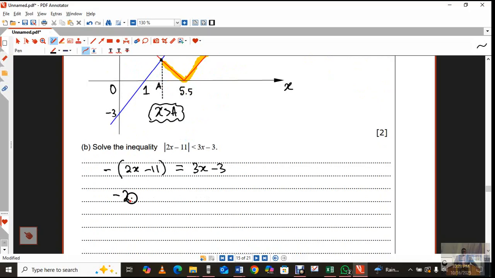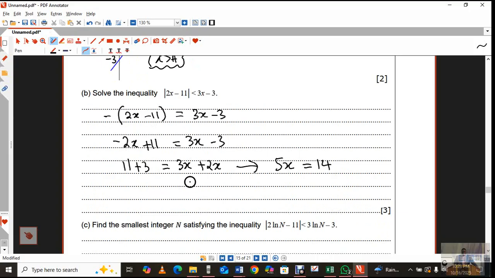Right, so this is minus 2x plus 11. If you distribute over, okay, this becomes something that can be solved much easier. This is going to be 11 plus 3 is equal to 3x plus 2x, eventually giving you 5x is equal to 14. And at the end of the day, x equals 14 divided by 5. Therefore, x should be greater than 14 divided by 5.